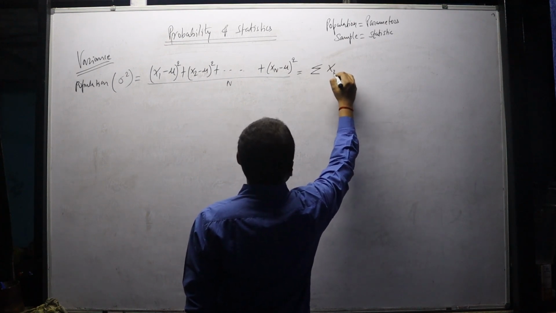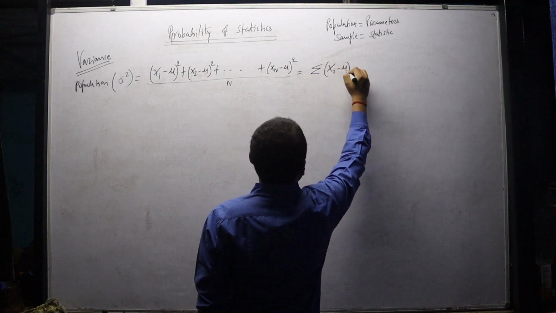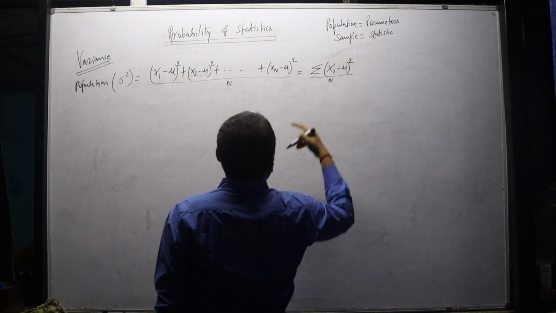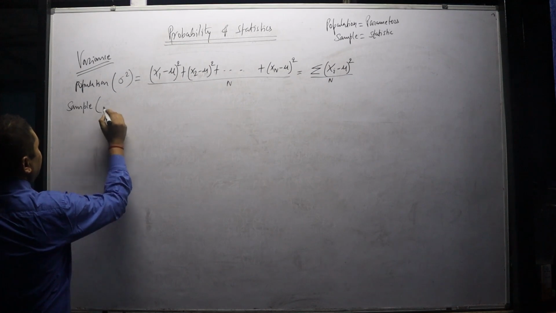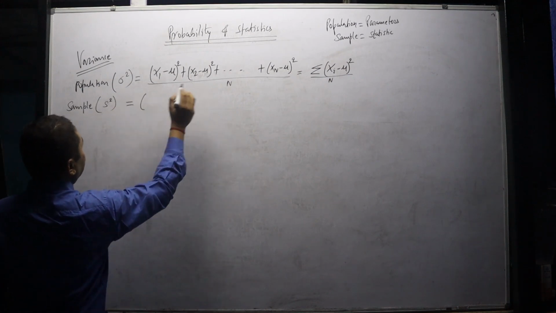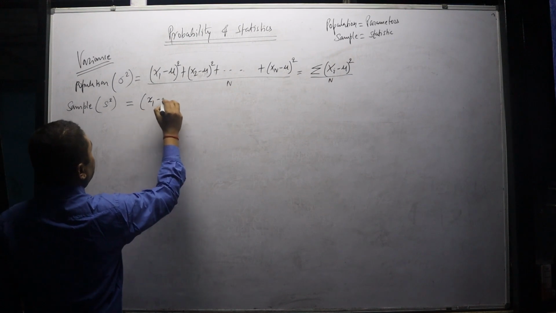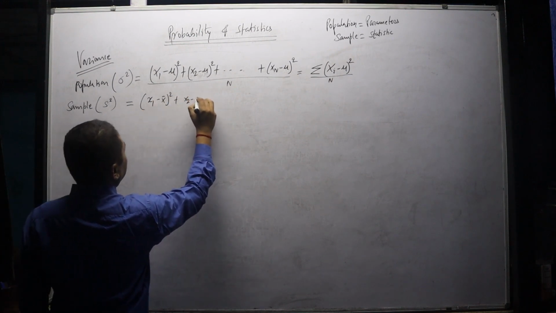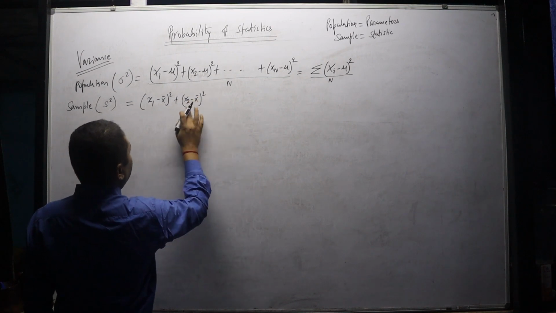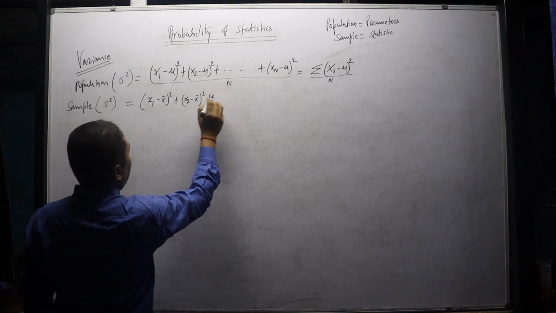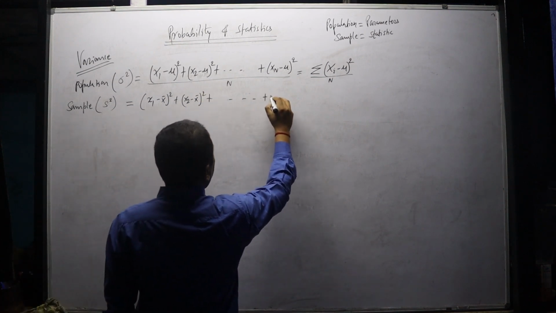So let me write it as xi minus mu, whole square, and we take the average of this, where n is our population size. For the sample, the notation is now s square, and the formula is similar. First observation minus its mean, square, plus second observation minus its mean, square. For each observation, we take the deviation from its mean, square it, and we take the sum of it all the way to n observations.